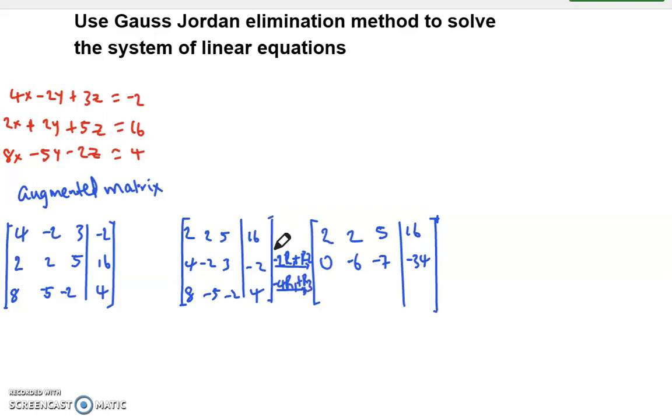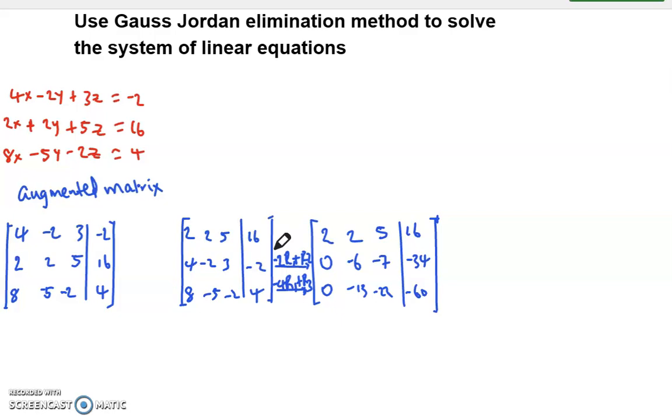That will be -4 times 2 here, which will give us -8, plus 8 will be 0. And here we will simply get -13, -22, and then we have -60.